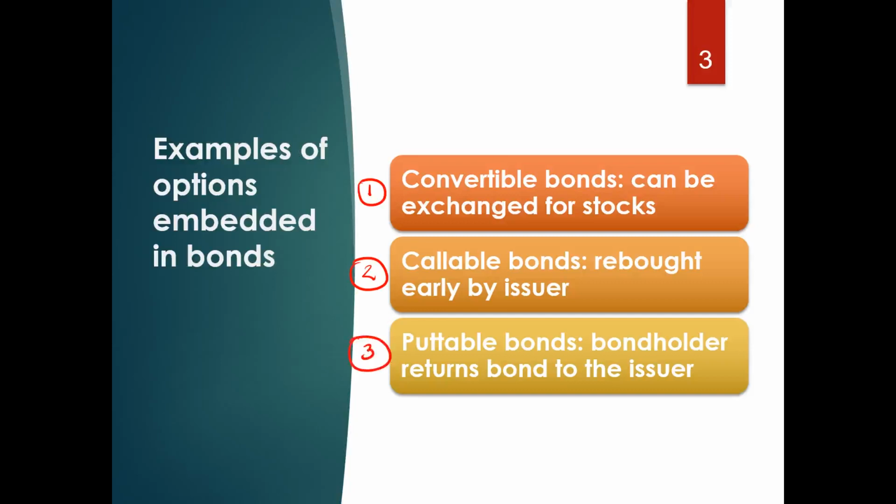And the third option are puttable bonds. Puttable bonds are the opposite of callable bonds. Puttable bonds give the bondholder the chance to return the bond to the issuer. So it's like the bond is doing so badly that you don't want to have that bond anymore, so you decide to give it back to the issuer.